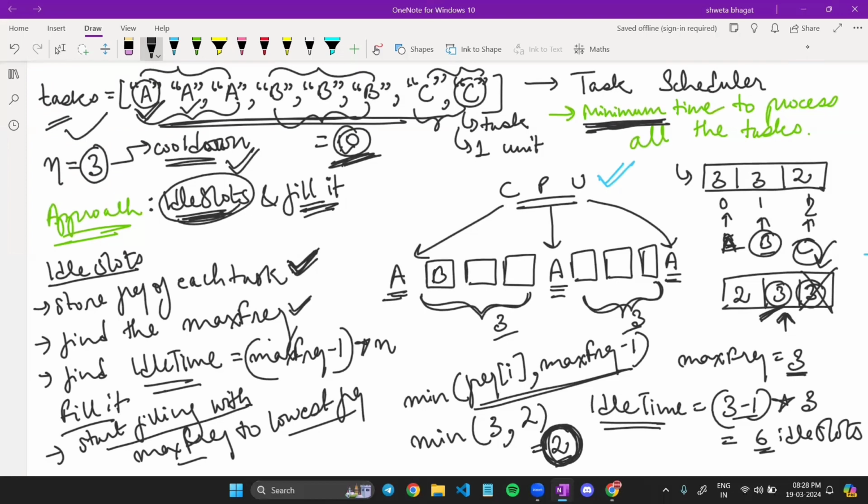We will place a B over here. Then it will have a cooldown of 3 units. So we can't place a B here, we can't place a B here, we can't place a B here. Now we can place a B over here because 3 units have passed.